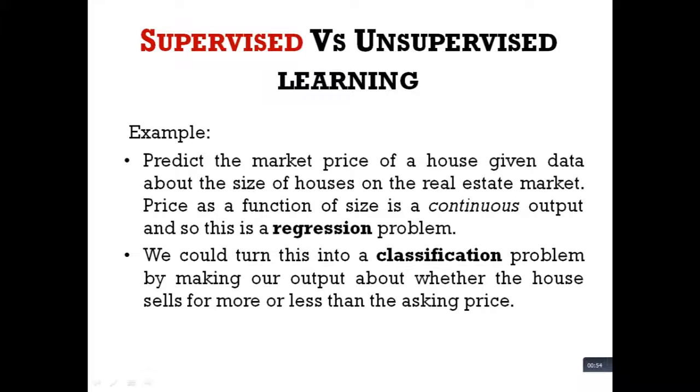Example: predict the market price of a house given data about the size of houses on the real estate market. Price as a function of size is a continuous output, and so this is a regression problem. We could turn this into a classification problem by making our output about whether the house sells for more or less than the asking price.